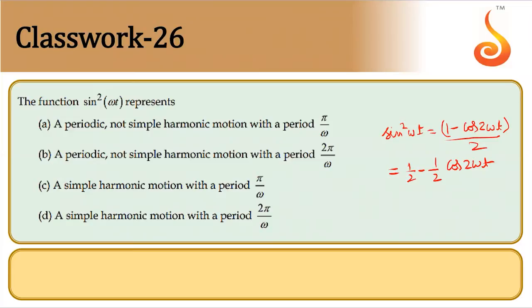So what will be the time period? Here omega is 2 omega. So 2 pi by T should be equal to 2 omega, so T is equal to 2 pi by 2 omega. Let me call this omega dash. So it will be pi by omega. So it must be option C. It's a periodic motion and simple harmonic motion with a period pi by omega. Cos 2 omega t by 2 is a periodic function.